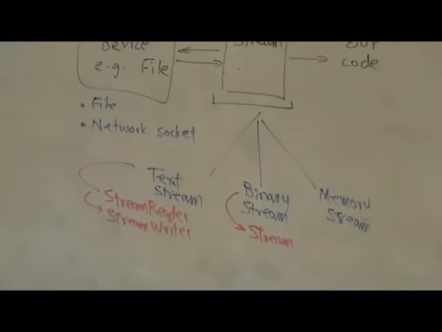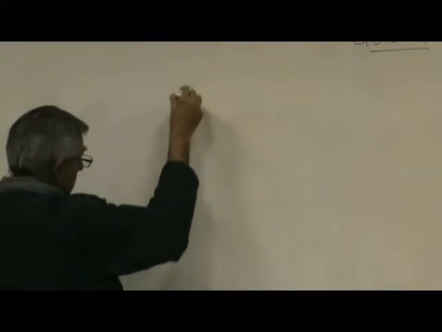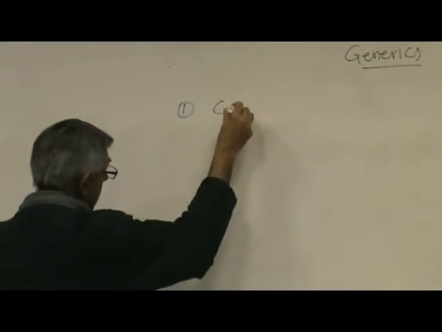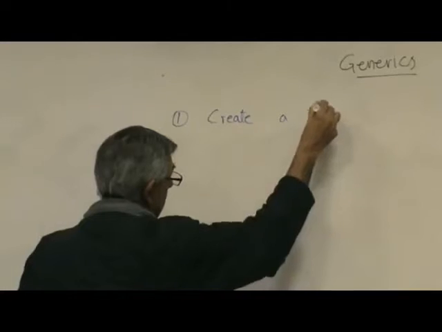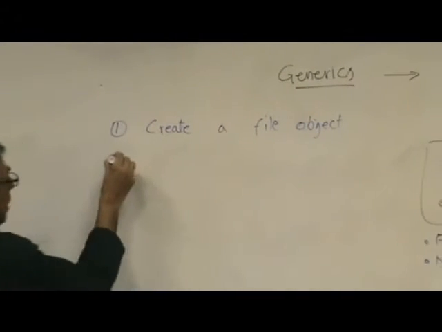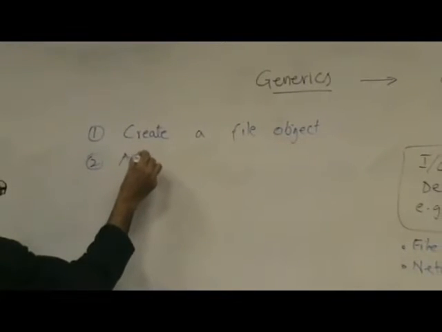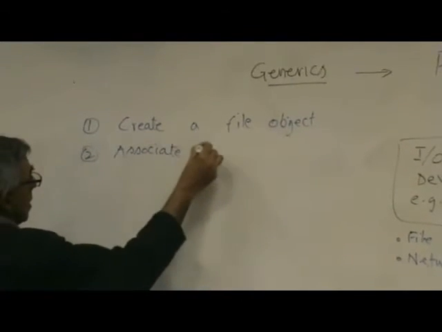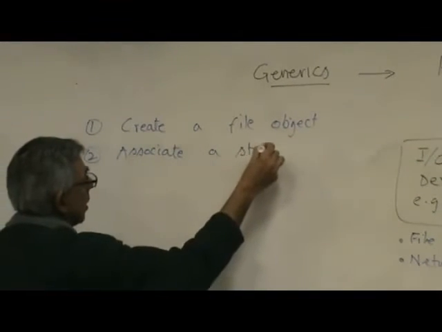So our typical procedure for reading, writing to a file goes like this. Number one, create a file object. Okay, so in plain English, associate a stream with it.